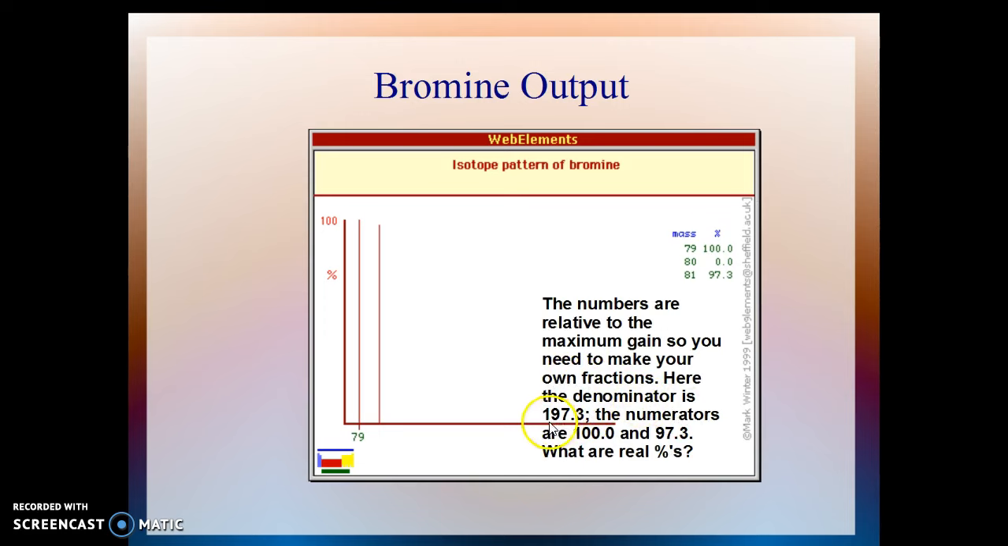So with a denominator of 197.3, the numerators being 100 and 97.3, you should be able to calculate the percent abundance of the bromine, and it should come out very, very close to what you had on the previous slide.